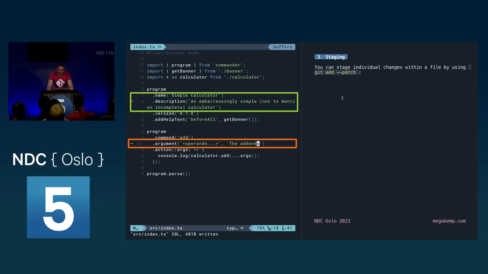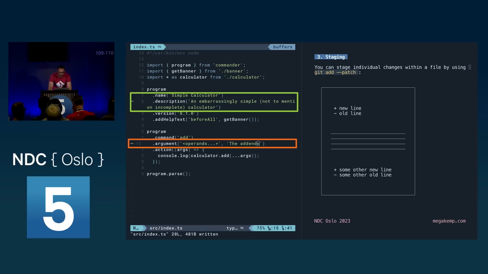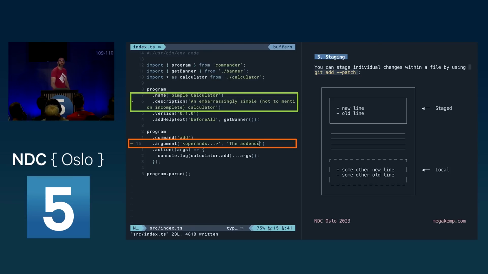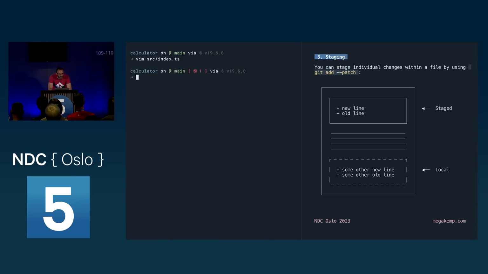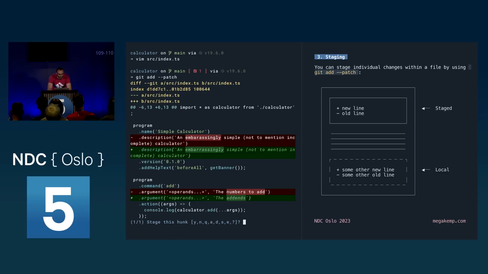So how do I keep those two separate? Well, this is the scenario we have. With git patch, I can choose to stage just that portion and leave this in my local directory for a later commit. Okay? So how do we do that? First, of course, we need to save this and close. And then I can say git add patch.